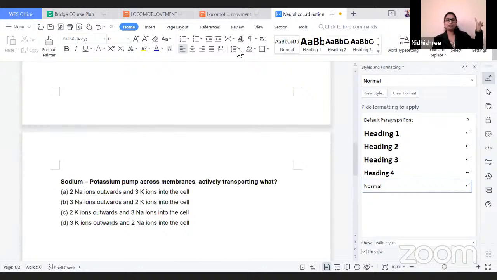Chandru option D, Amruta option C, Hemashri option C, Dyuti option C, Pavitra option C, Lohit option D, Kanchanaraj option C, Shilpa Nayak option C. Most of you voted for option B and option C. But the correct answer is option D. Again, correctly answered by Lohit at first. So option D, that is 3 K ions outwards and 2 Na ions into the cell is the right answer.